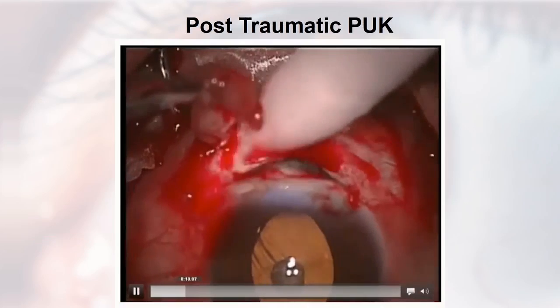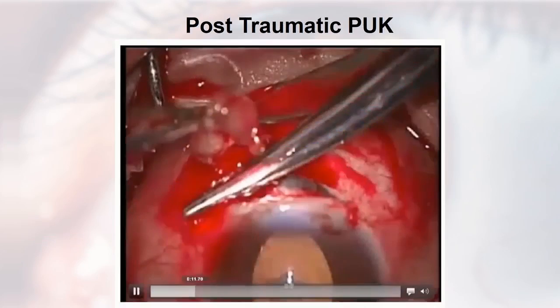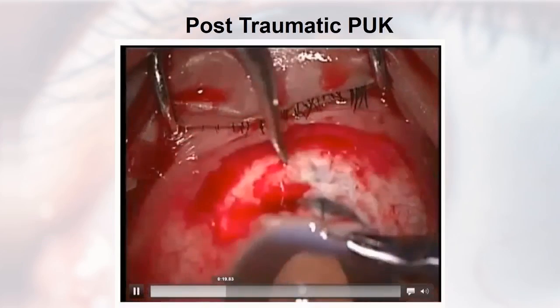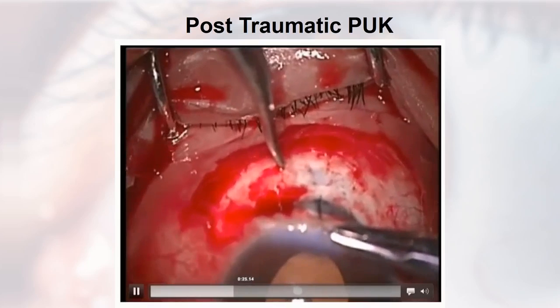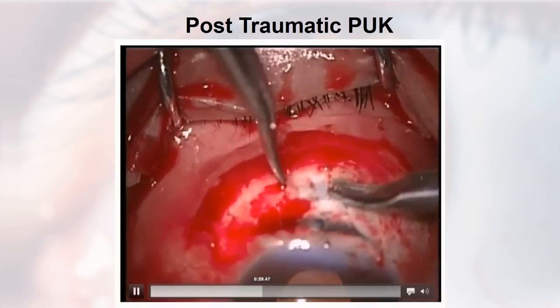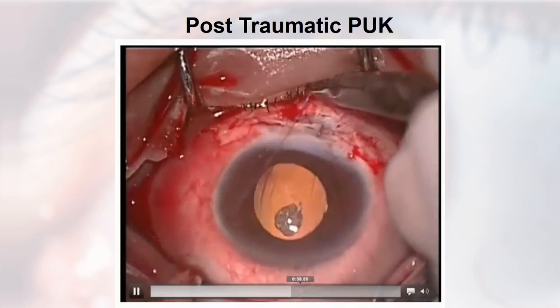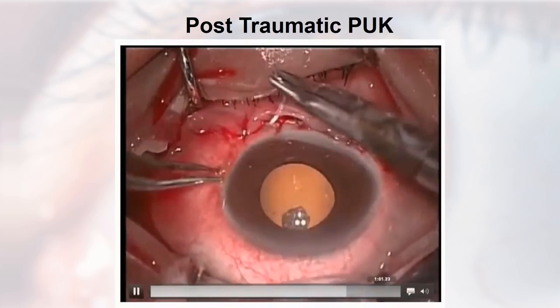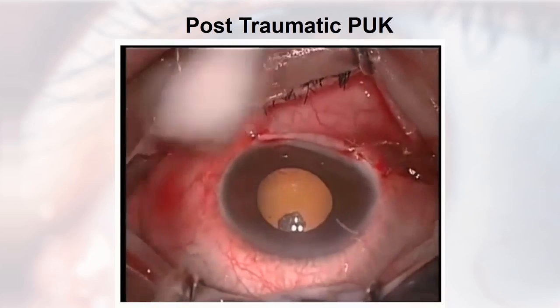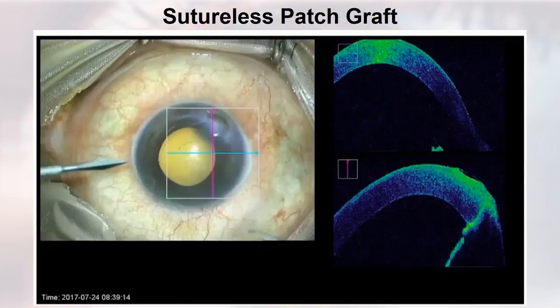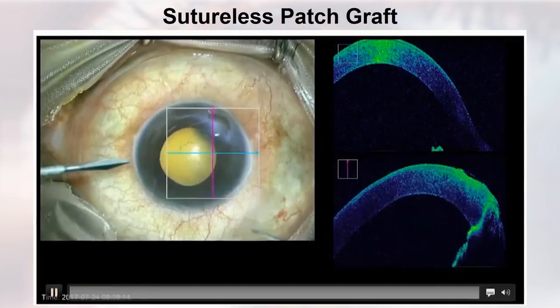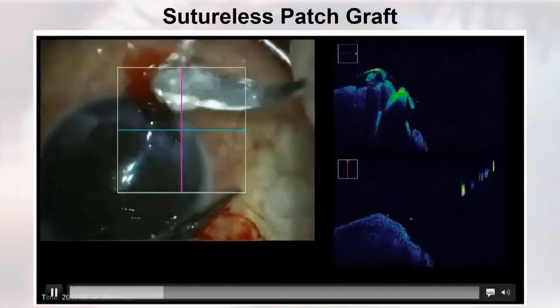Sometimes I just want to show that you may think you need a patch graft, but you don't. So if you just remove that cyst which was present there, you can just do an edge-to-edge suturing in these cases, and that suffices, which sufficed in this case. So sometimes you can even get away with this. This is just to show that you can do a sutureless patch graft.